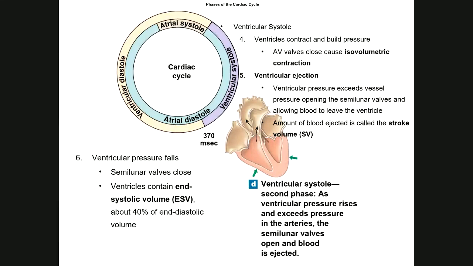As the ventricle's pressure rises, it will exceed the pressure in the arteries. And once it exceeds the pressure in the arteries, the semilunar valves, the SL valves, will open and the blood is ejected. So this will allow the blood to leave the ventricle. The amount of blood ejected is called the stroke volume, right?